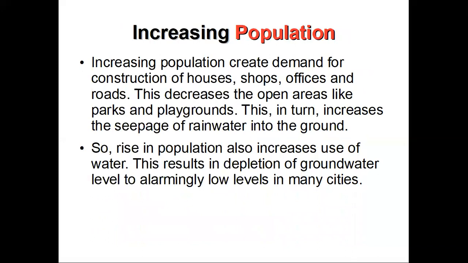Next comes the increasing population. How does that create a problem and depletion of water table? Increasing population, of course, demands more houses, more shops, more offices, and even roads. But this decreases the open areas like parks and playgrounds, which is the most favorite thing for children. And this in turn increases the seepage of rainwater into the ground.